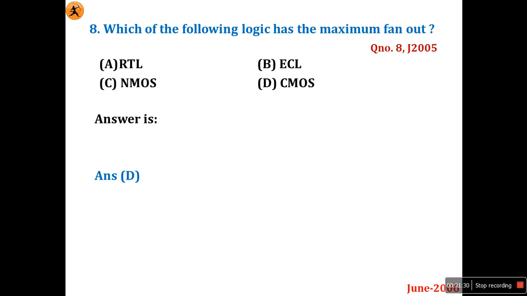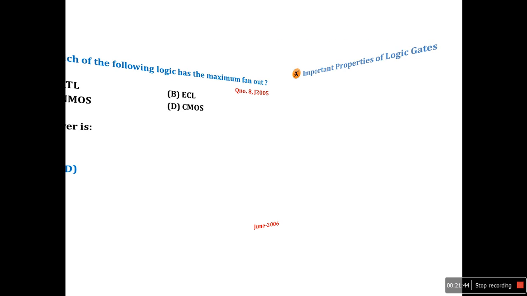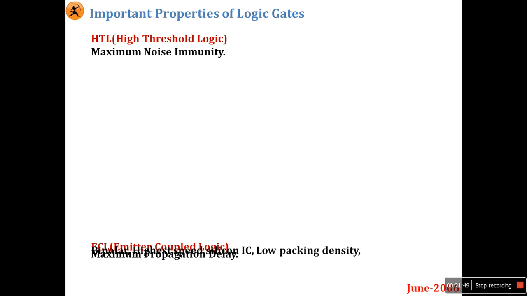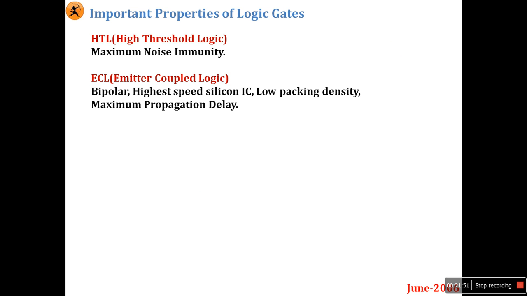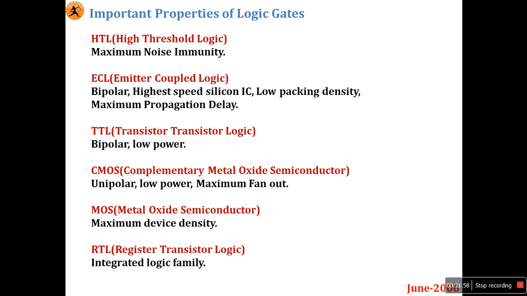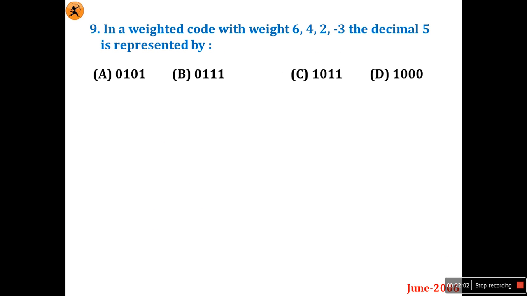Those who are new visitors, who have already seen my videos, can answer easily, but if you are a new visitor, just go to June 2005 part 1, and you will get question number 8, the same question. But anyhow, I have listed it for a second: important properties of logic gates, HTL means high threshold logic. I have listed all, already explained in last videos. Please go through it, June 2005 question number 8 part 1 video. Okay, next move to the next one.